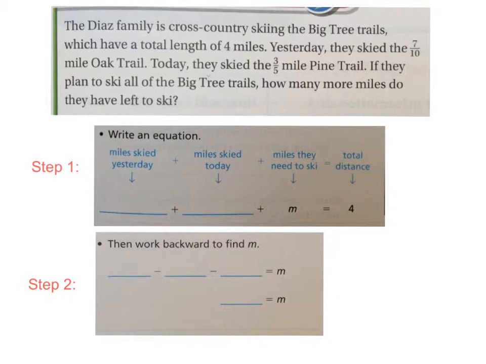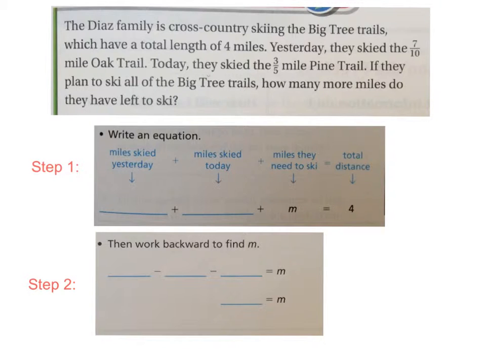The Diaz family is cross-country skiing the Big Tree Trails, which have a total length of 4 miles. How long altogether is this trail that they're skiing? 4 miles. Yesterday, they skied the 7/10 mile Oak Trail. Today, they skied the 3/5 mile Pine Trail. If they plan to ski all of the Big Tree Trails, how many more miles do they have left to ski? Now, I see words and I see a math problem.